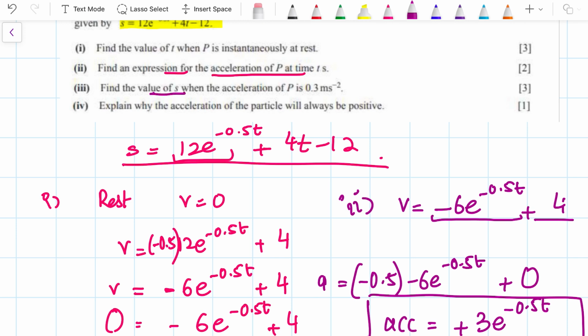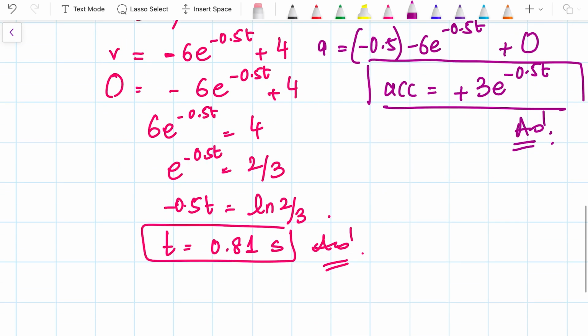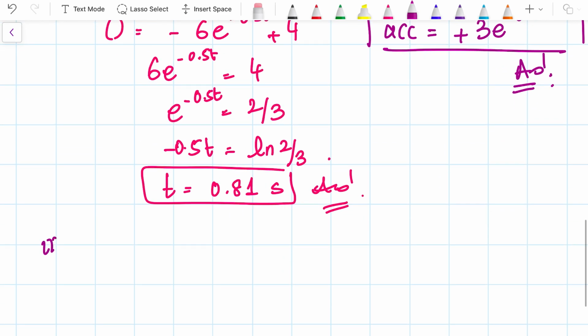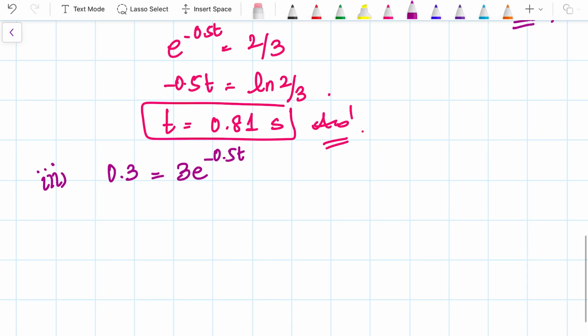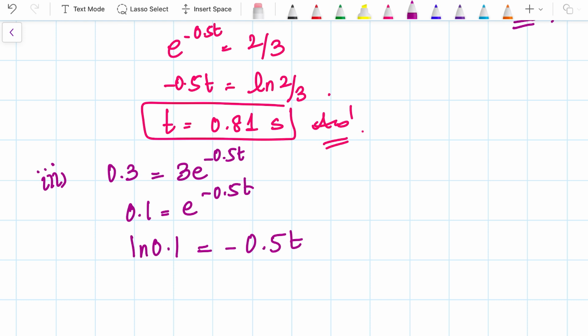Find the value of displacement when the acceleration is 0.3. So let's put the acceleration as 0.3, 3e^(-0.5t), and find out the value of t from here. 0.3 divided by 3 gives you 0.1. ln 0.1 equals minus 0.5t. Divided by minus 0.5 gives you the time value as 4.6.